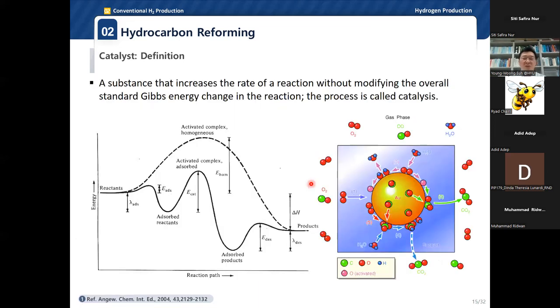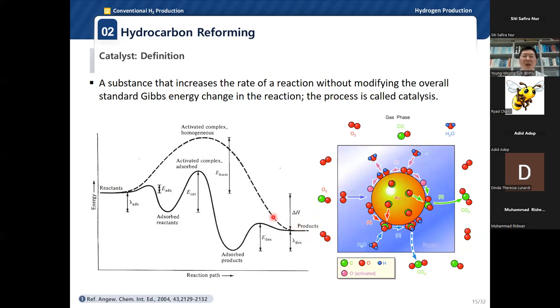Okay, and then moving to this slide, showing the definition of catalyst, because all the reactions on the previous slide require very active catalytic materials. A catalyst is a substance increasing the rate of a reaction without modifying the overall standard Gibbs energy change in the reaction. The process is called catalysis. Probably Dr. Ridwan and Professor Lika are familiar with catalysis. So here is the energy of the reactant, and here is that of the product.